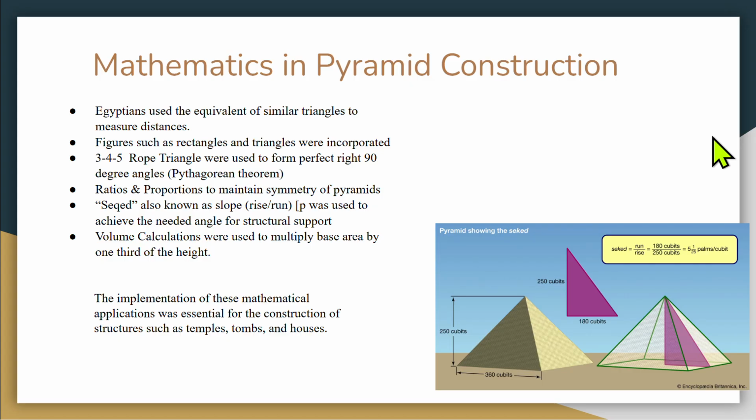Ratios and proportions to maintain symmetry of pyramids. Also known as slope, rise over run. See, I teach this in my Math 1 class, so it is still used today. This was used to achieve the needed angle for structural support. Also, volume calculations were used to multiply base area by 1/3 of the height.